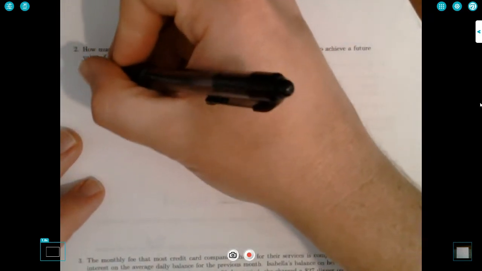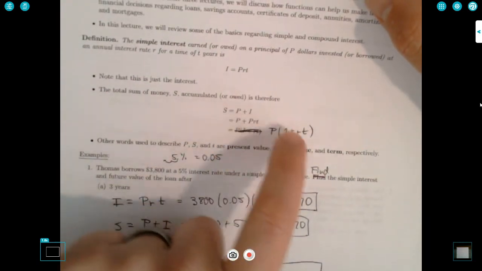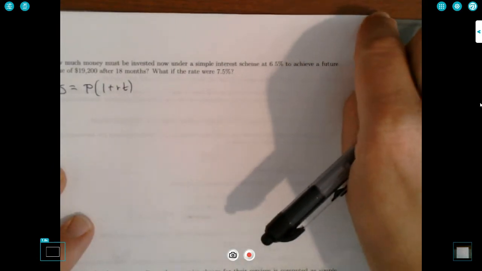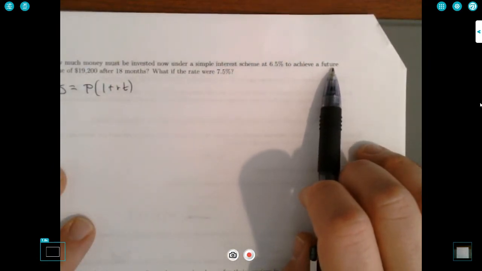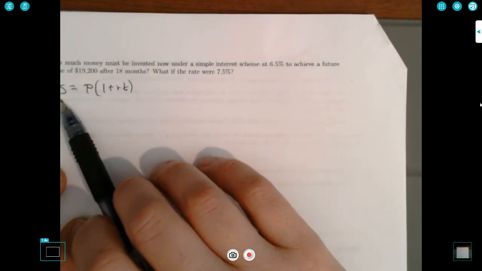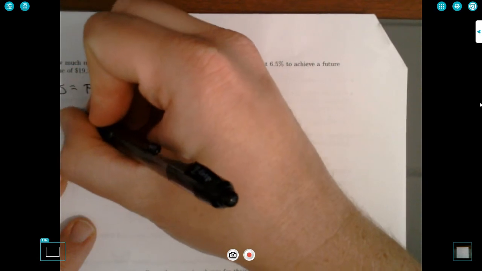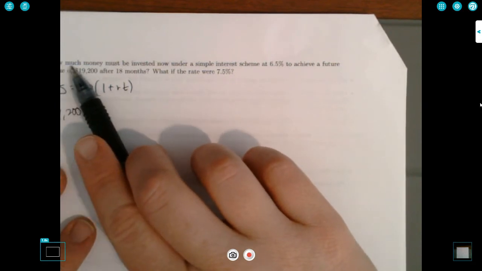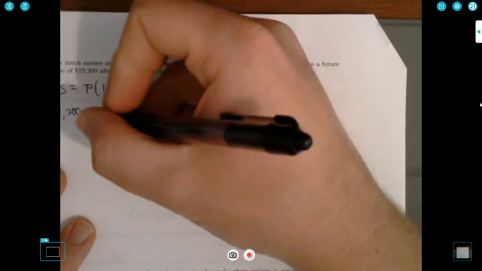Well, the future value, S, we know that that's P plus I. Right, it's P plus I, but we also know another way to say it is that it's P times 1 plus RT. So I'm going to use that other formula this time. P times 1 plus RT. In this case, I'm given the future value, right? I want the future value to be 19,200. So for S, I'm going to plug in 19,200. P I don't know, because that's what I'm being asked. I'm being asked how much money must be invested. So I don't know P.